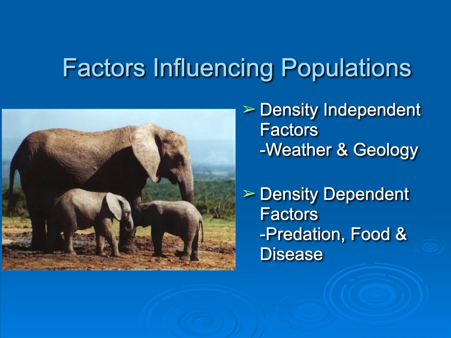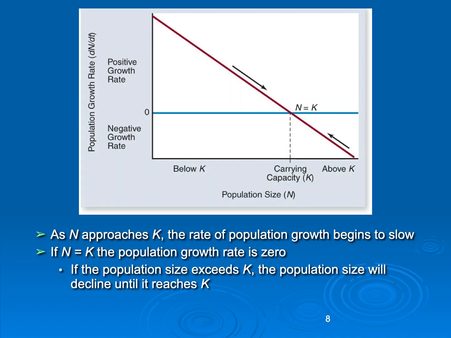When we talk about these two types of models of growth, in the first one, populations are mostly affected by density independent factors like weather and geology. And then logistic growth is most often affected by factors that are density dependent, like predation, food, and disease. In those logistic growth populations, as the population size N approaches K, which is the carrying capacity, the rate of increase of the population decreases. Okay, and it may actually be negative if the population is larger than K.